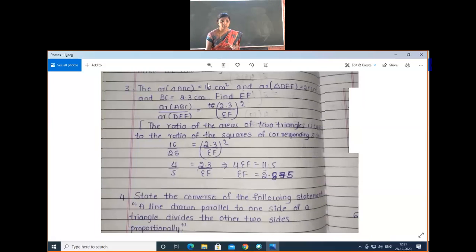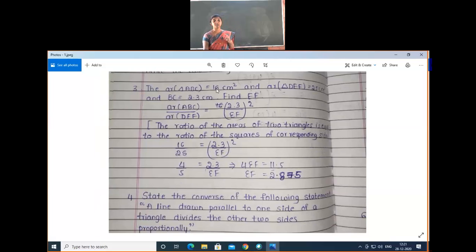Next, the third problem: the area of triangle ABC is equal to 16 centimeters square and the area of triangle DEF is equal to 25 centimeters square, and BC is given as 2.3 centimeters. Find EF. So two triangles' areas are given and one side of each, BC and EF. BC is a side of triangle ABC, EF is a side of triangle DEF.